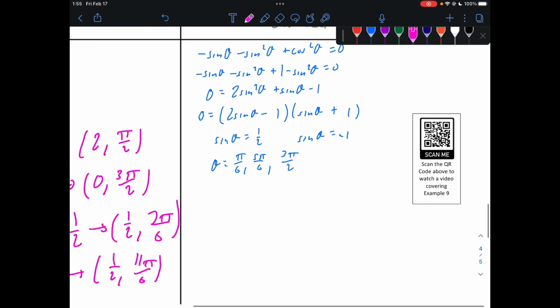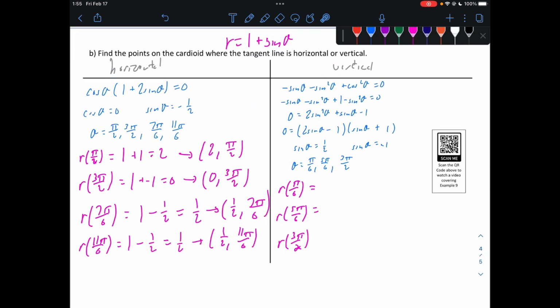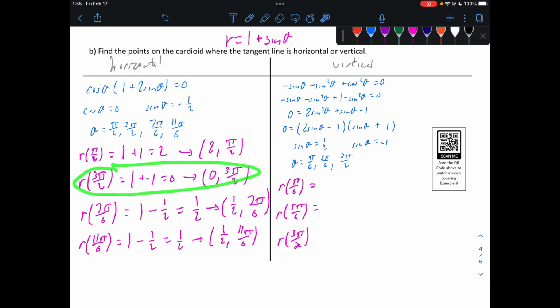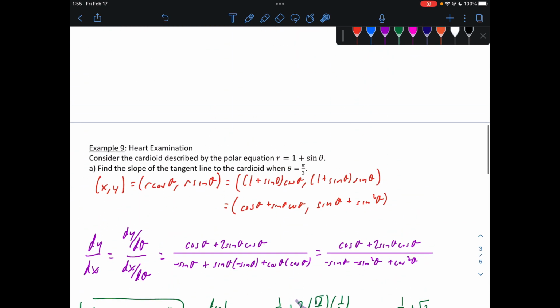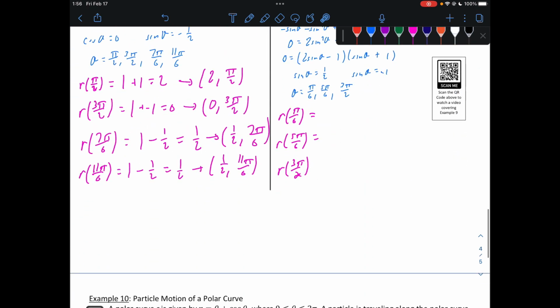Okay, so now we're going to find r of those values. So r of pi over 6, r of 5 pi over 6, and r of 3 pi over 2. But in fact, I'm not going to even need to find the last one because we already did it over here. And because of what we said here, if both of those are 0, we can make no conclusion. So really, we can get rid of that and get rid of that.